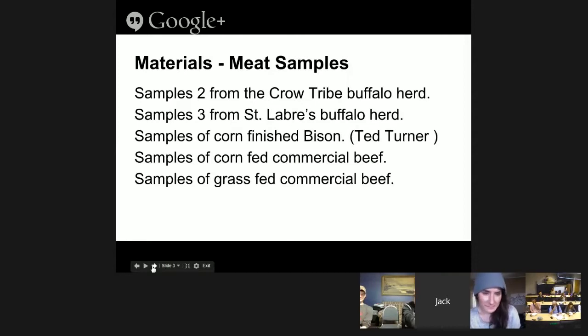The buffalo we got were from the Crow tribe. We got 2 of them. Their buffalo herd is in the mountains, and they got some buffalo in Crow. We got 3 more from St. Lebray's buffalo herd also, and we got the corn-finished bison from Ted Turner. And we got 2 more, which are corn-fed beef and grass-fed beef from Walmart.